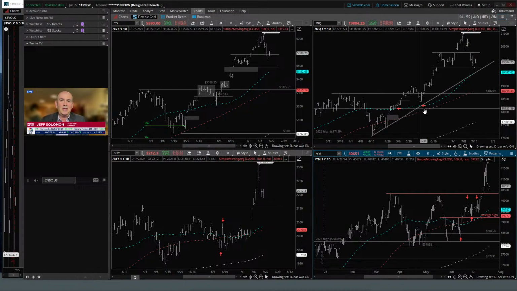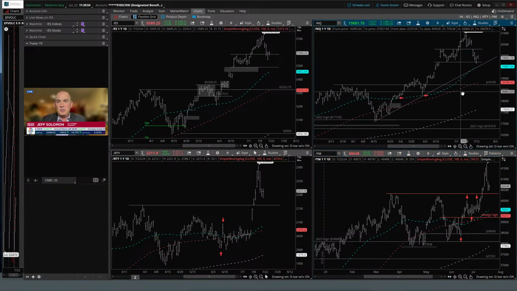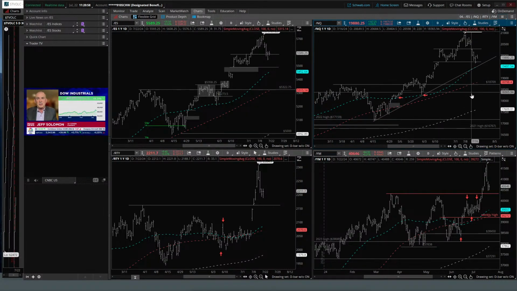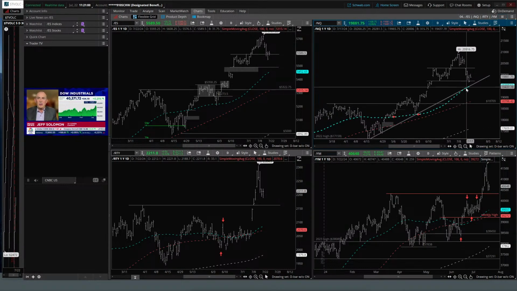And notice, this is pure technical, very close to this trend line here. And also, the 50 is right there for the Nasdaq. And the market is defending this level, not defending, but trading back and forth from this level.